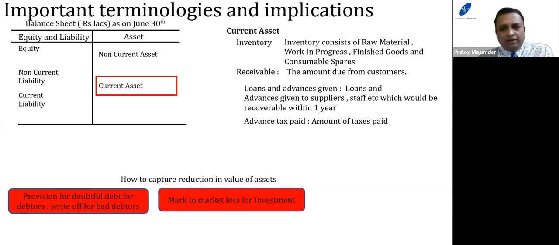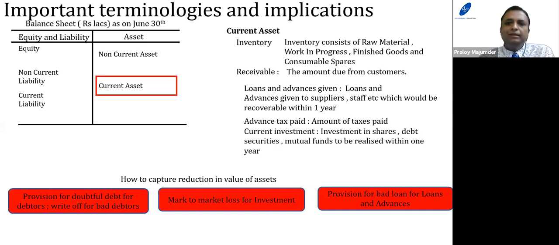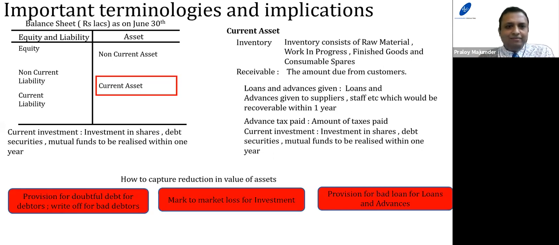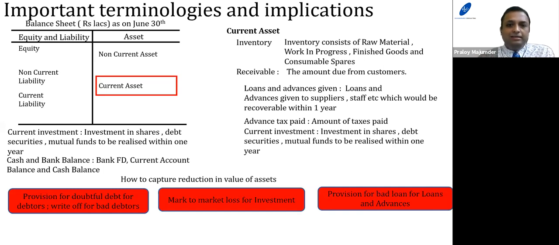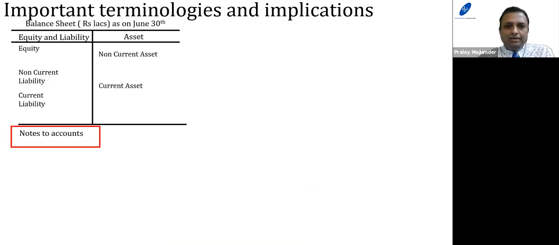Now, mark-to-market loss for investment and provision for bad loans and advances will take place. So how do we value the reduction in the value of the assets? Current investment means investment in shares, debentures, securities, mutual funds to be realized within 1 year. Cash and bank balance means bank FD, current account, and cash balance. Write down of the inventory will take place in the case of the capturing of the accounts.